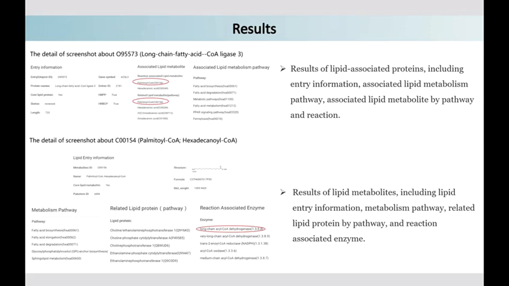Taking the core metabolite palmitoyl-CoA, C00154, related to O95573, as a lipid example, the basic information of its structure, molecular formula, and molecular weight were obtained.